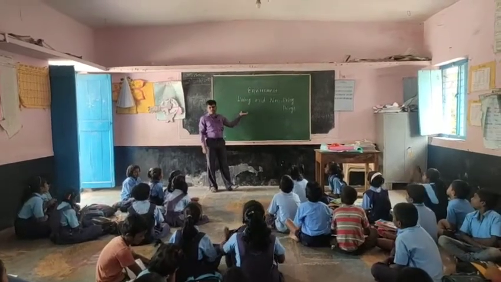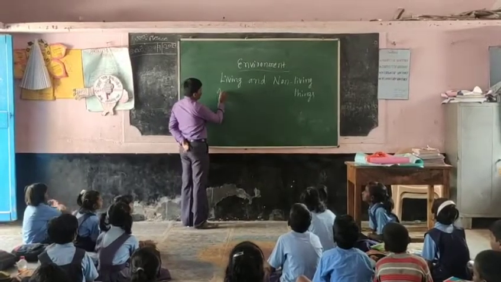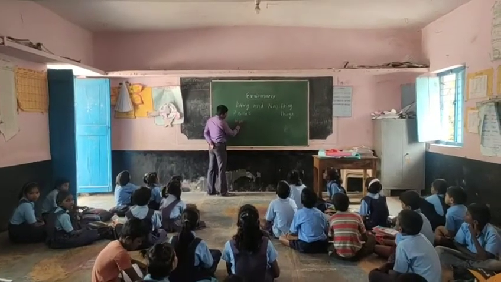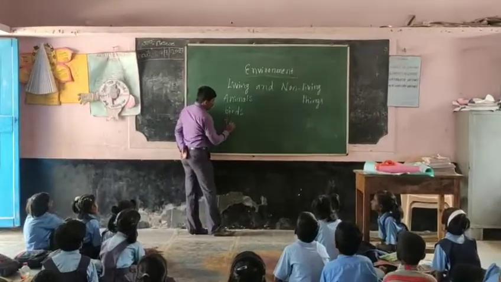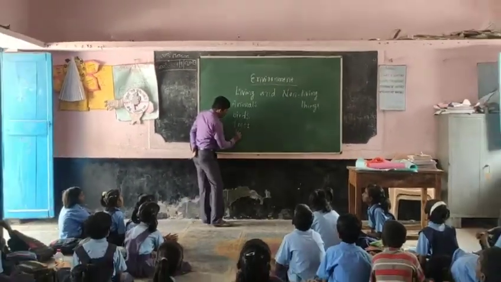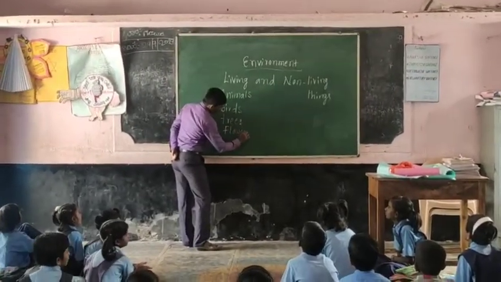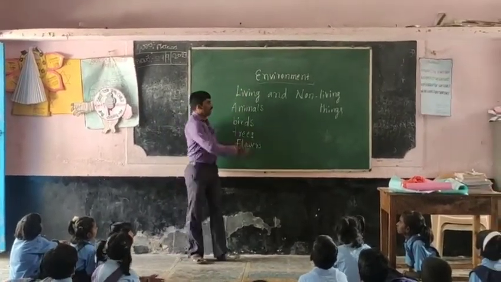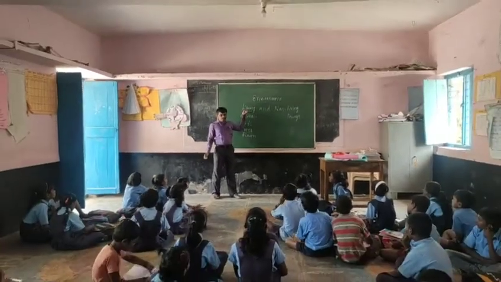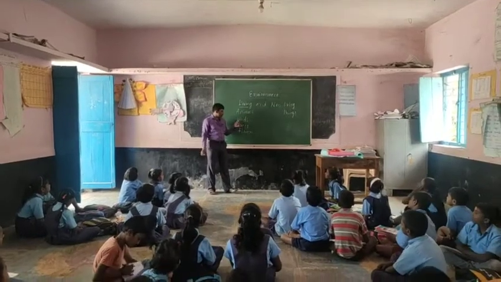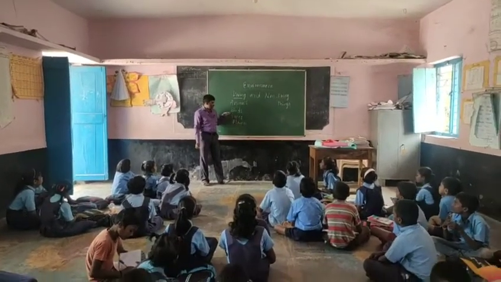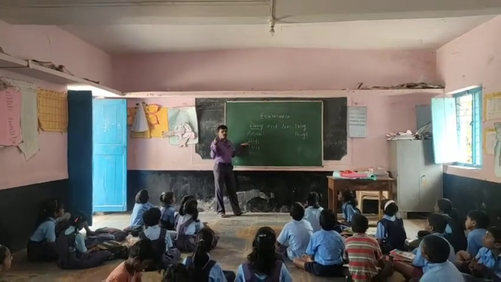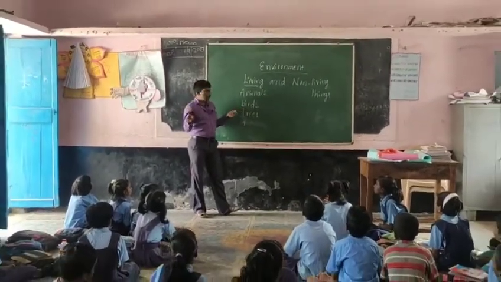Which are the living things? One is animals, then birds, then trees, and then flowers. Animals, birds, trees, plants, all these are living things. Plants are also considered living things. So living things means the things which have life.